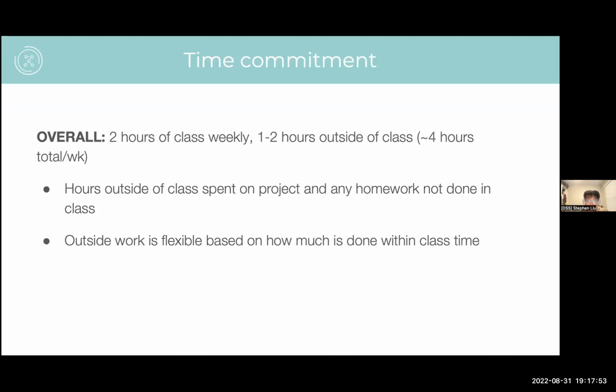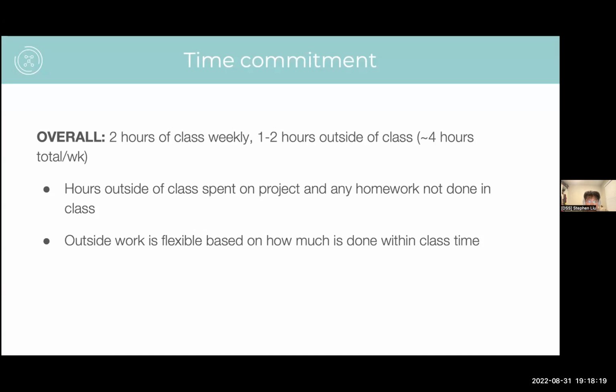With time commitment, overall there's usually around 2 hours of class weekly and around 1 or 2 hours outside of class every week where you work on your project or your homework. So around 4 hours total per week, but nearing the deadline for the project at the end of the semester, it might go up to maybe even 7 to 8.